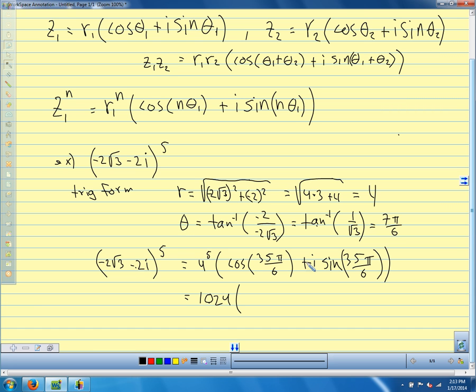And we're a negative pi over 6 from that. So we're looking at the cosine of 11 pi over 6, which is square root of 3 over 2. And the sine of 11 pi over 6? Negative 1/2 i. So when we calculate this out, we get 512 square root of 3 minus 512i.